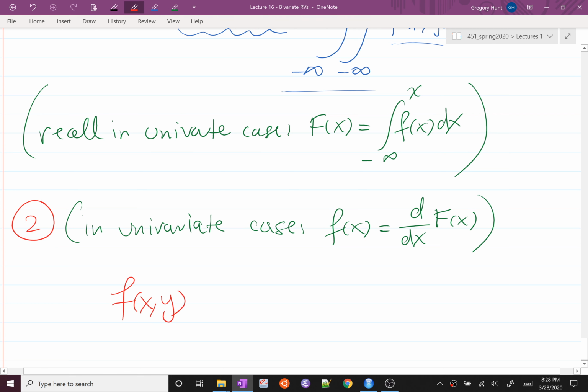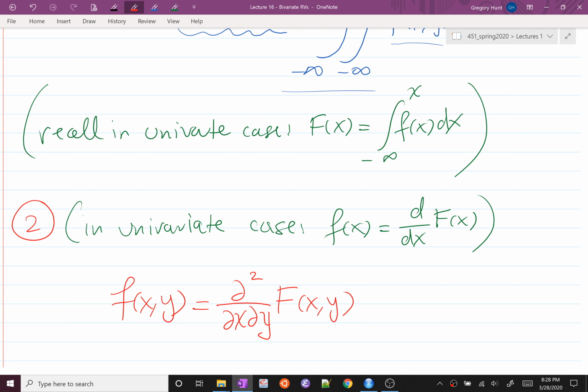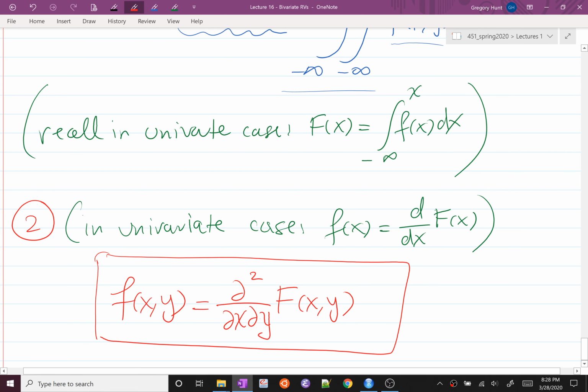PDF, all I have to do is take my joint CDF, and now I'm going to take derivatives, but now I have to deal with the fact that I have to take two derivatives, one partial derivative with respect to x and one partial derivative with respect to y. Doesn't matter the order I do it in. So now it's the second mixed partial derivative. And so that's a very useful fact. We'll see some examples of that.